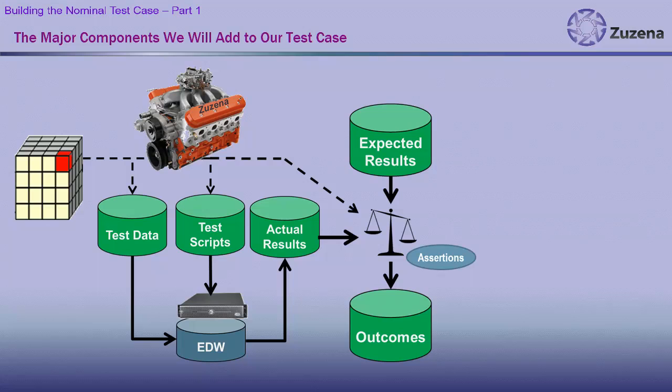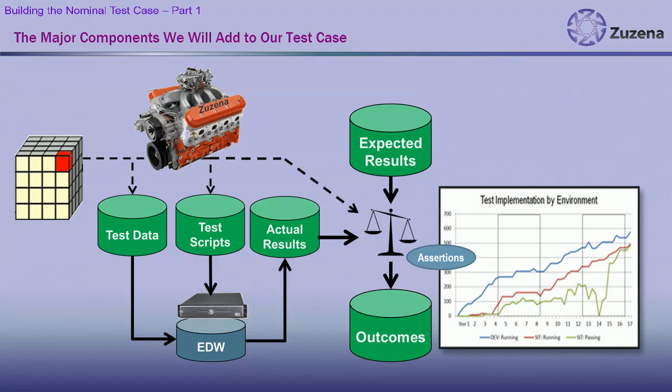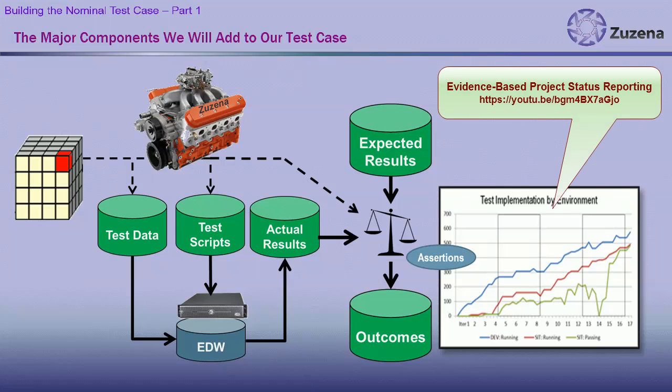Developers and other stakeholders can then use a business intelligence tool to query the Zuzena repository to see reports and trend lines showing tests that have passed, failed, or errored during execution. See our video on evidence-based project status reporting to learn more about how Zuzena allows people to drill down into test results to uncover the root cause of a test suite failure.